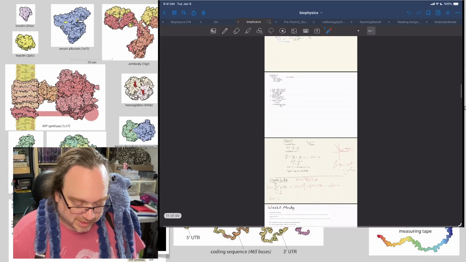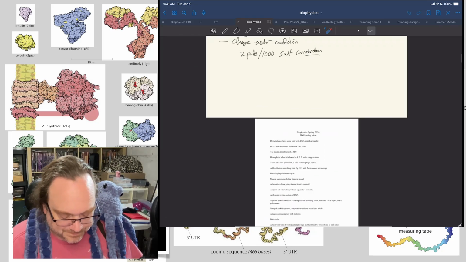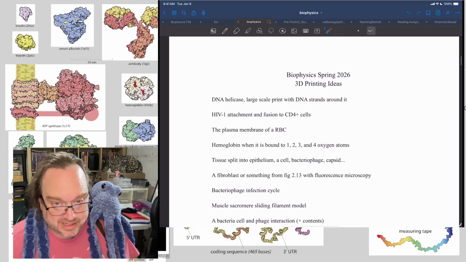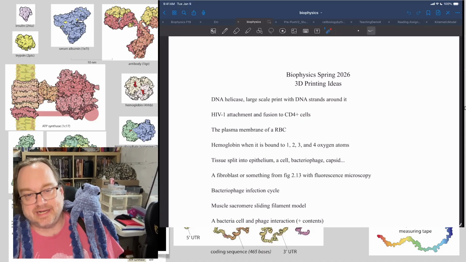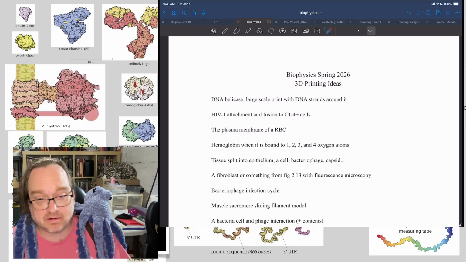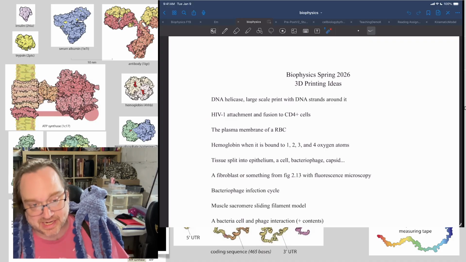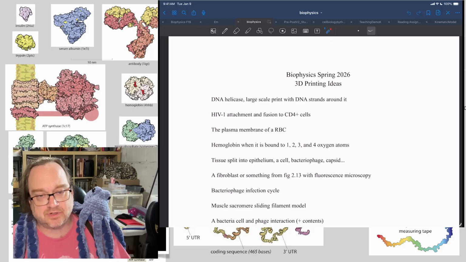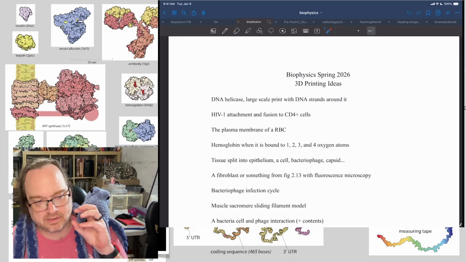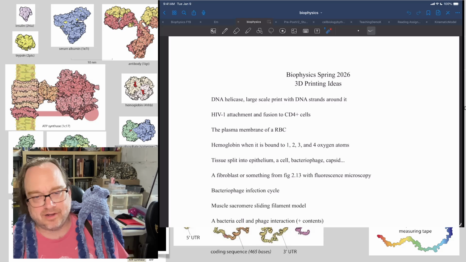So if we take a look here, whoops, maybe I'm in the wrong place. Oh, here we go. So these are the ideas that you all have proposed, right? DNA helicase, right? So a large printing of DNA with strands wrapped around it. That could be fun. HIV attachment and fusion to the CD4 plus cells. HIV is a really interesting virus. It actually starts out spherical, which is similar to the kinds of viruses that I study in my research. And then it has this cleaving that happens, and it suddenly looks more like an egg. And nobody knows why. Nobody has a clue.